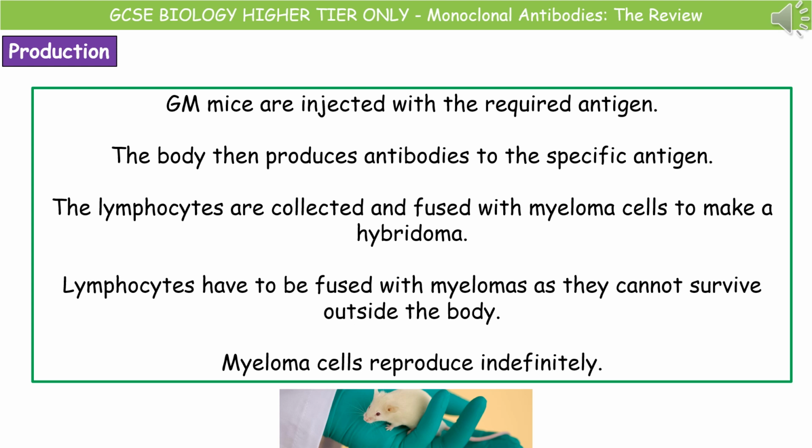What we need to do there is fuse them together for the simple fact that a lymphocyte can't exist outside of the body. So we fuse them with the myeloma cells so they can survive outside the body, and the myeloma cells also have the advantage of allowing them to reproduce indefinitely.